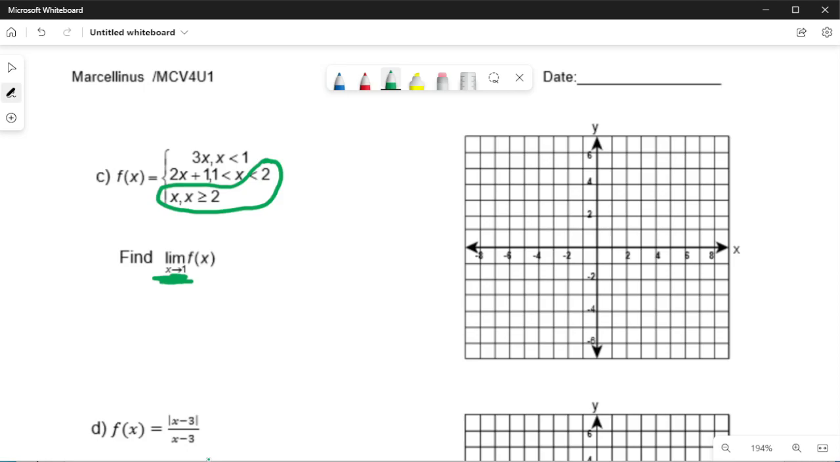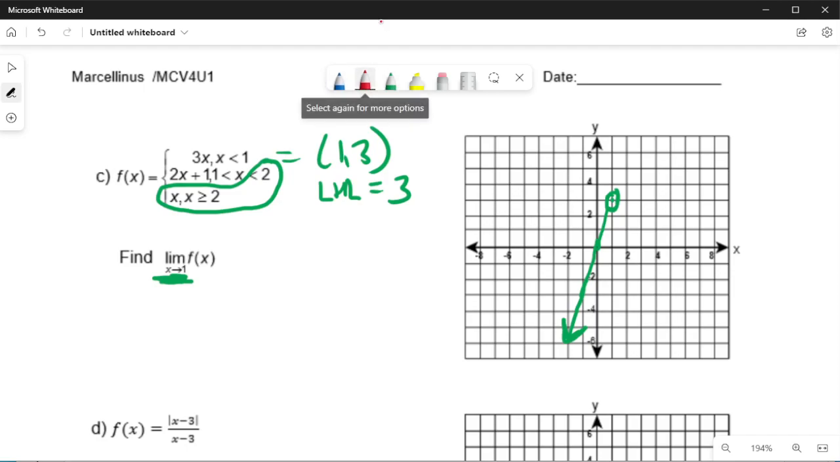So for example, if I'm going to draw 3x, if x is less than 1, so here's 1, 3, I'm going to draw an open circle at 1, 3, and then I'm going to draw a straight line, with a slope of 3, something kind of like this, right? So there's my line, and it goes all the way to 1, 3, right? That would be the left-hand limit here. So the LHL is equal to 3.